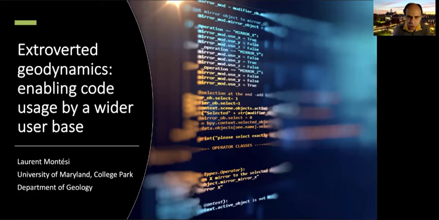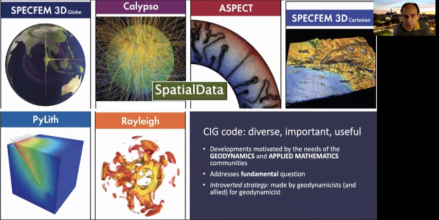My talk today is going to be about making geodynamics more of an extroverted type of science, especially the products that CIG has generated over the years. CIG has been developing many codes, and those are always very useful, very important, and quite diverse in their application, as we can see in this gallery of what has been produced by CIG.